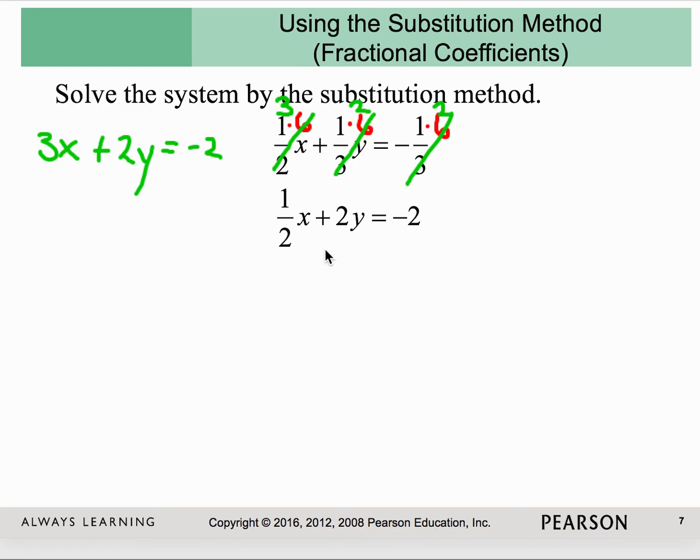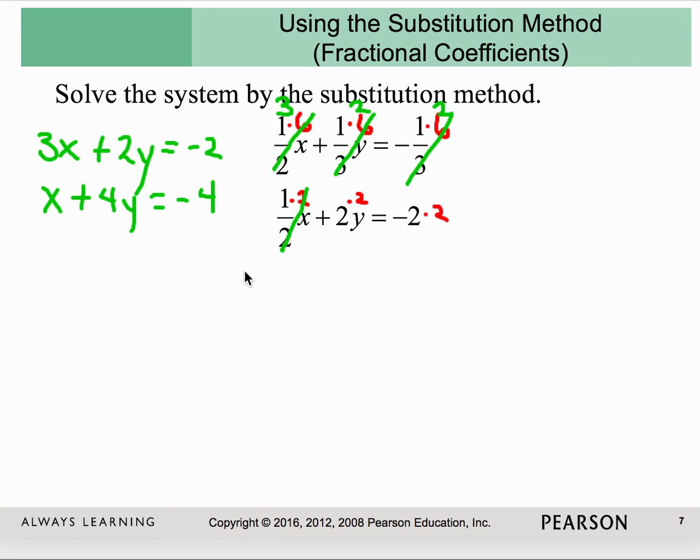Okay, same thing here, except I'm multiplying everything by 2 because that's my only denominator. So that'll divide out and leave 1x. This is plus 4y equals -4. Okay, so now I have a regular looking system. So don't let fractions and decimals freak you out. If we have an equal sign, we can get rid of them.